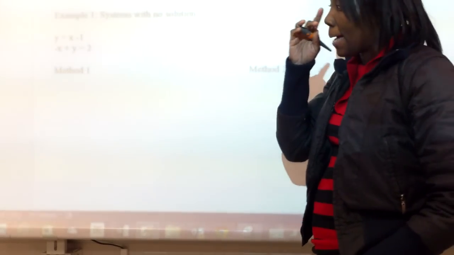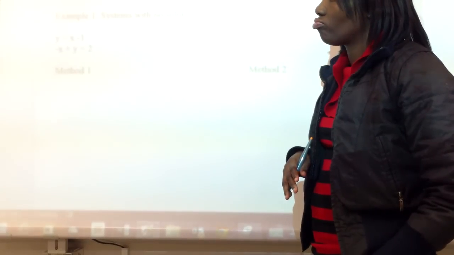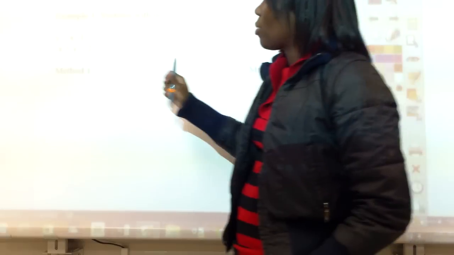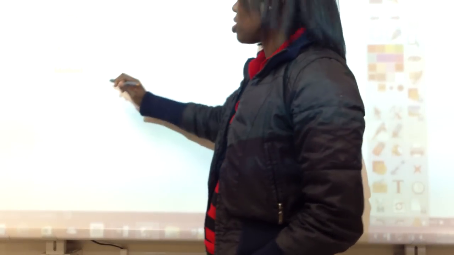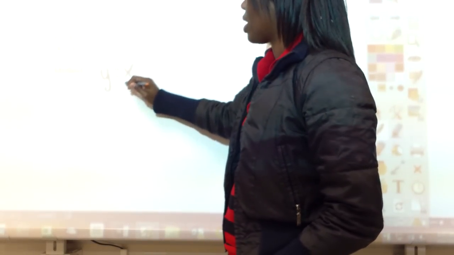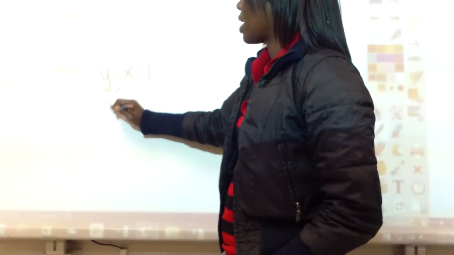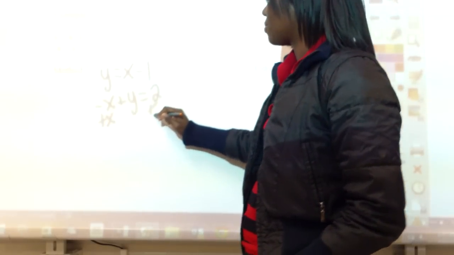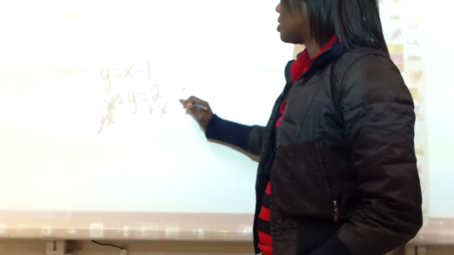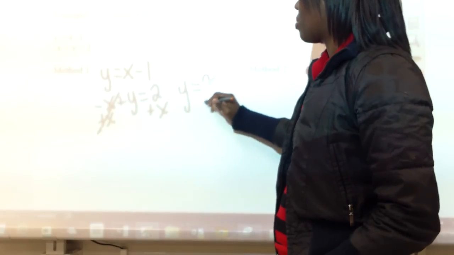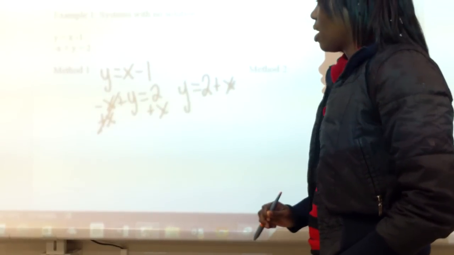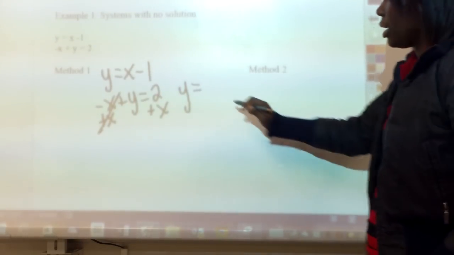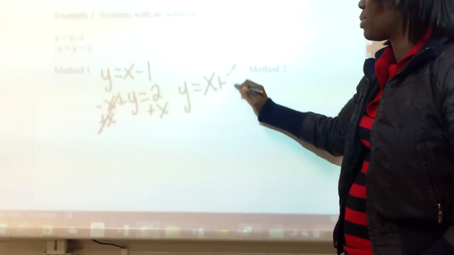So when we look at it, we see that it's already y equals. So the first method I'm going to use is the graphing method. With the graphing method, we have to put both equations in y equals. One of them is already in slope-intercept form. The second one, in order to get it in slope-intercept form, we need to add x to both sides. And so then that second equation ends up becoming y equals 2 plus x. I really don't write it that way. I like writing the slope first. So y equals x plus 2.